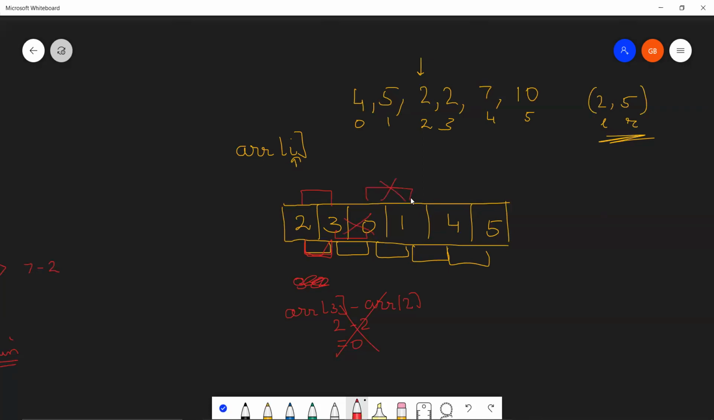Similarly, 0, 1 we cannot consider. 1, 4 we cannot consider. 4, 5. We can definitely consider 4, 5. So 10 minus 7 giving me 3. Remember, this is ARR[5] and this is ARR[4], and the subtraction is giving us 3. So we have only one viable option within this range, which was 3.